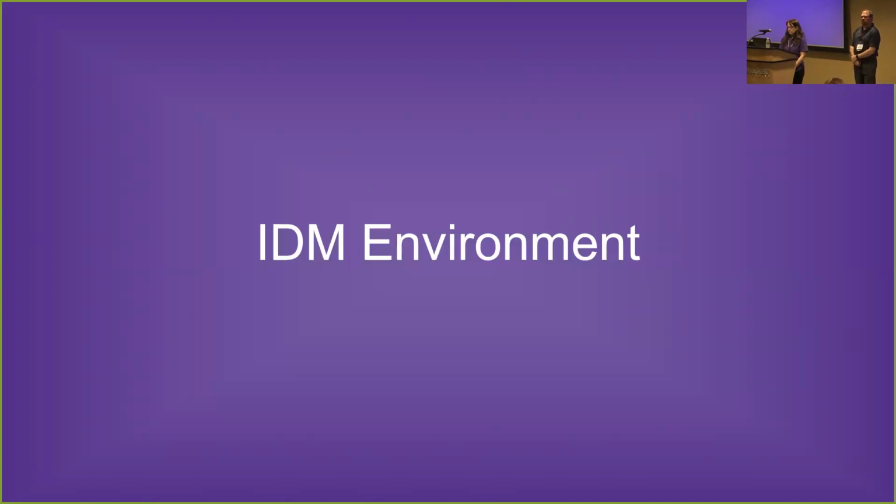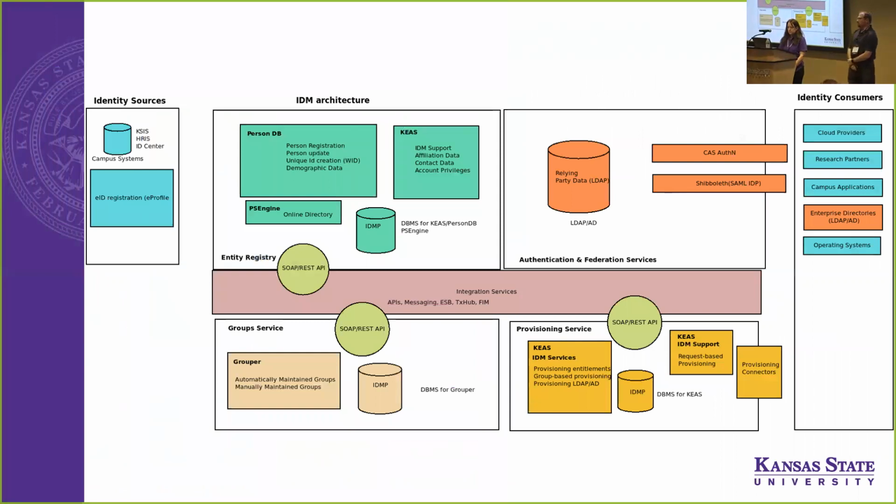Since some of you in the room are technical, I thought I would talk just a little bit about the technical architecture at Kansas State and our IDM infrastructure. We do have a set of identity sources, our authoritative systems, our student system, HR system, different places that have authoritative information about people. We aggregate that into a person database. So our core identity management infrastructure is a person database that's all the information about people. We have a keys system, which is assertions and access control information. And then we've got this all tied together with integration services, APIs, and we use Grouper from Internet2 as an open source for making grouping assertions. And then all of that is available to the outside world to authenticate using CAS and Shibboleth.